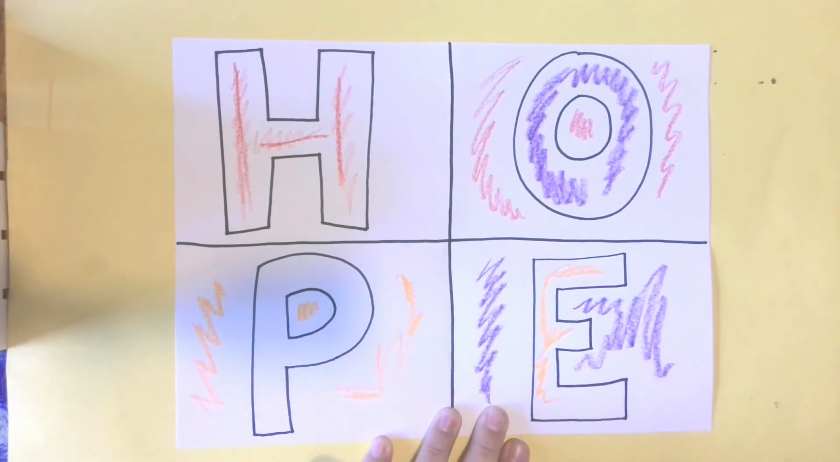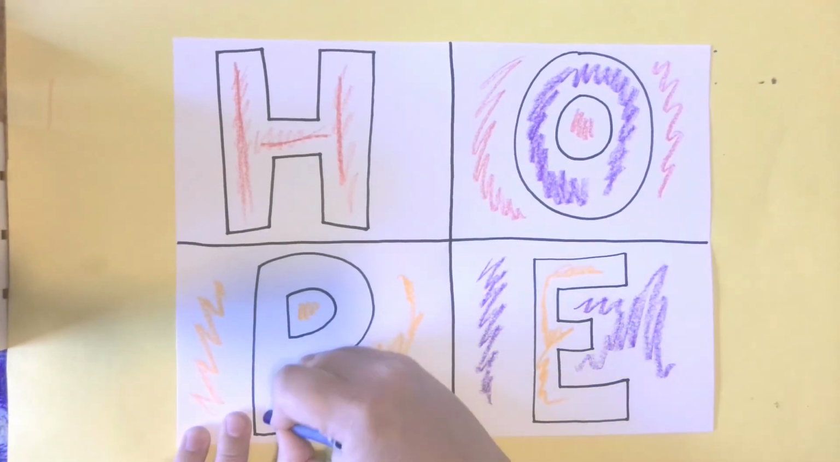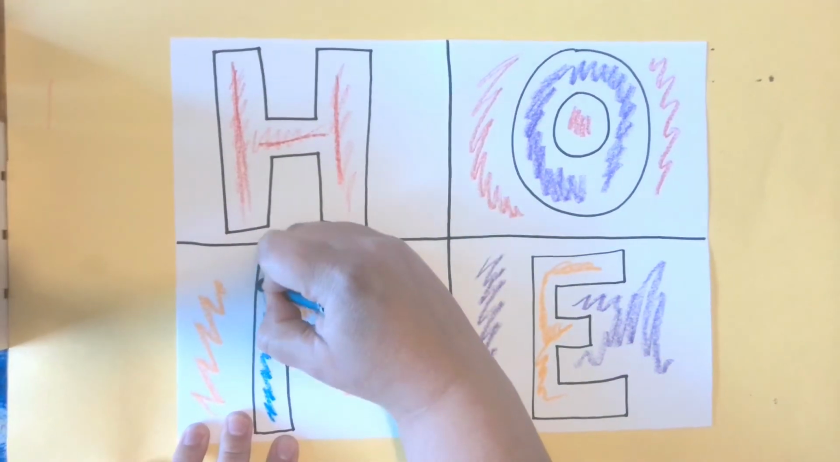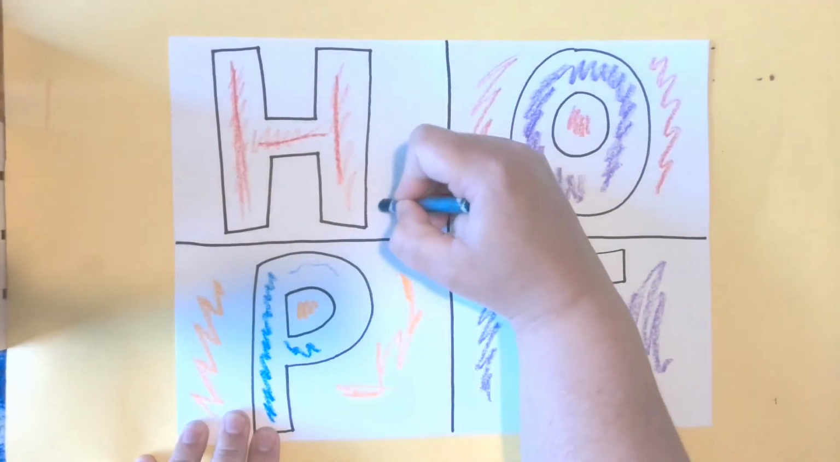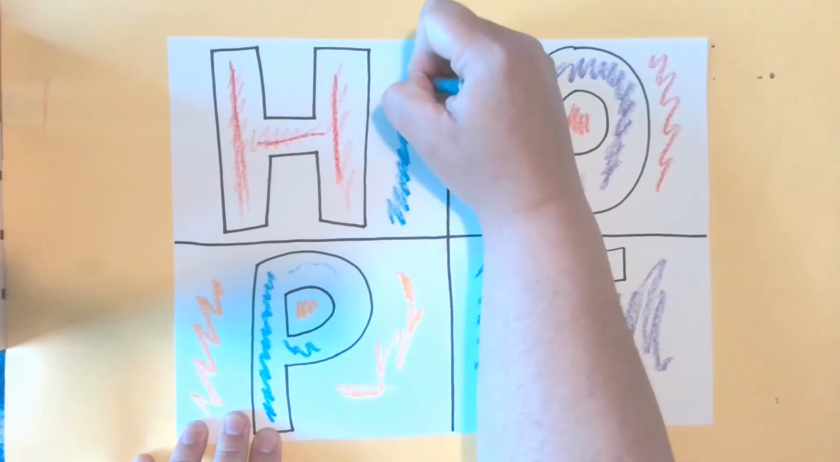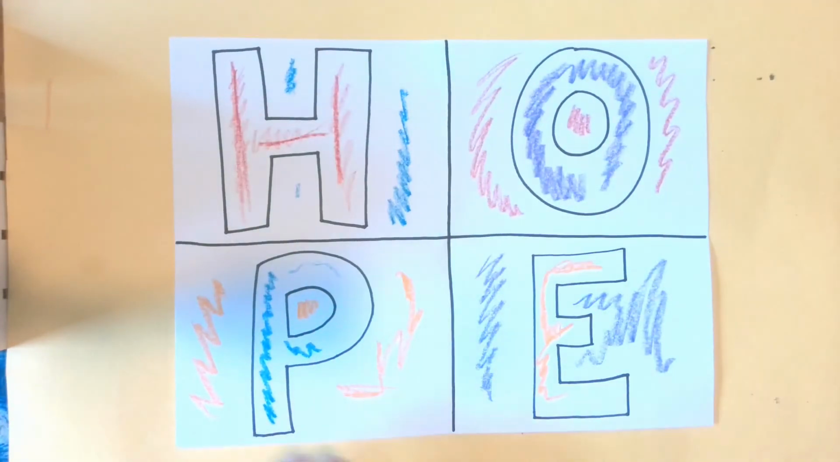Okay? And my last color is blue. I would do the inside of my letter. Super neat. Oh my gosh, I made it look so awesome. And then I would do the background of the last section, making sure to go all around.